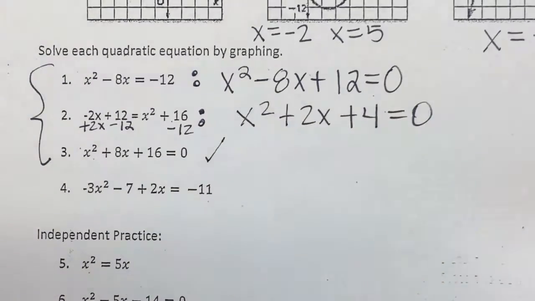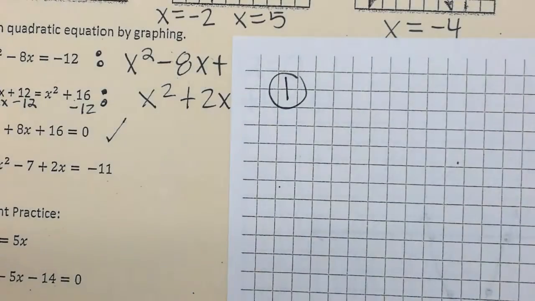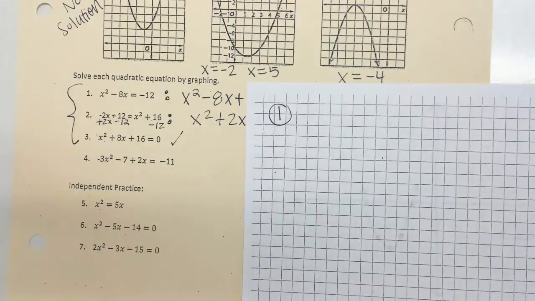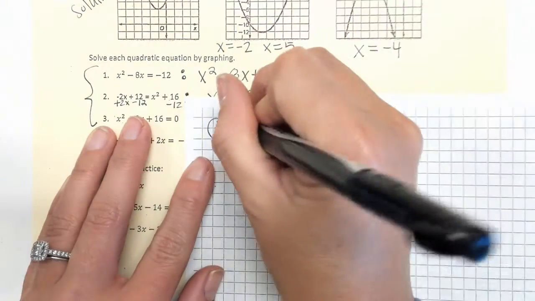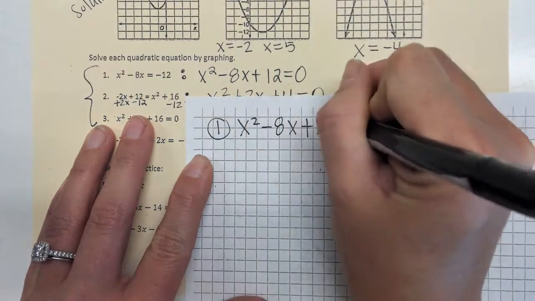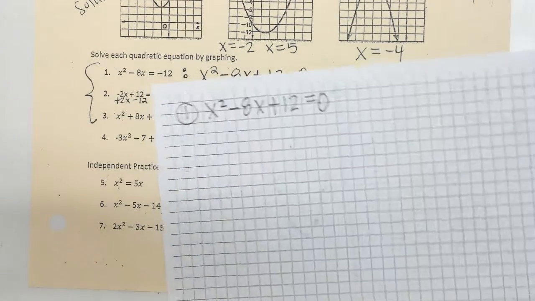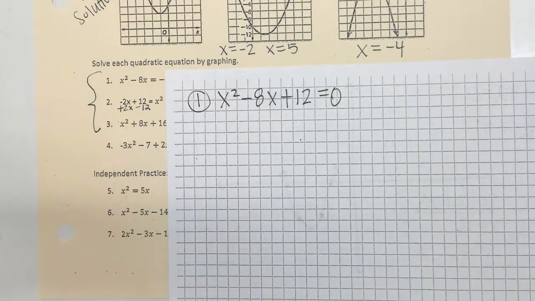Good. Alright, now get out your graph paper and write number uno right here. And go ahead and write your first equation. X squared minus 8x plus 12 equals 0. Alright, now let's think about what we have to know to graph a quadratic. What's the first thing we have to know or have to find?